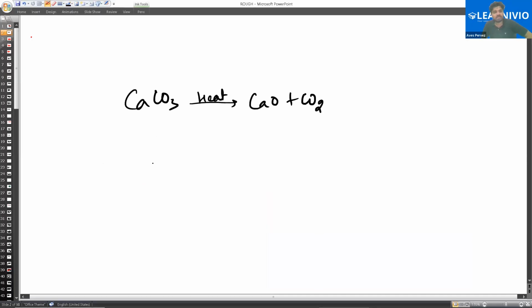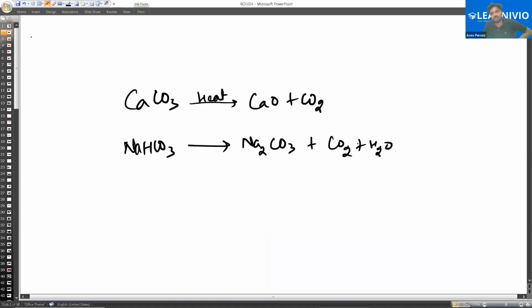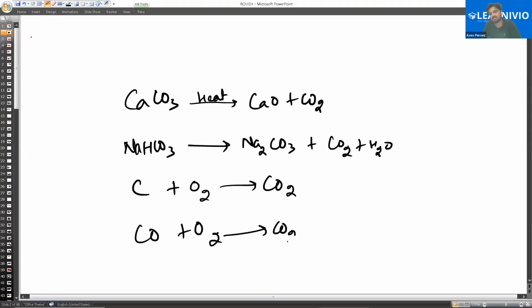You can prepare carbon dioxide when you heat sodium hydrogen carbonate. It will give you Na2CO3 plus carbon dioxide plus water. You can produce carbon dioxide when you heat carbon in a sufficient supply of oxygen. When you heat carbon monoxide, CO, in the presence of oxygen, you can get carbon dioxide. So there are different ways to prepare carbon dioxide.